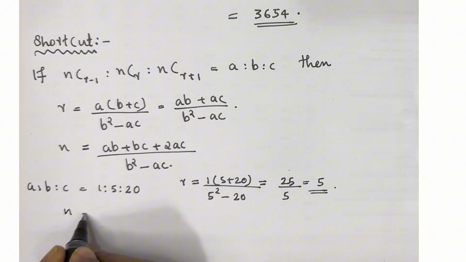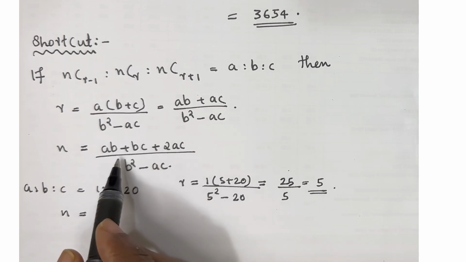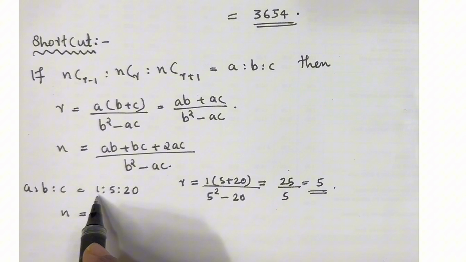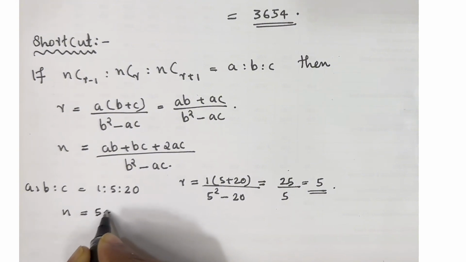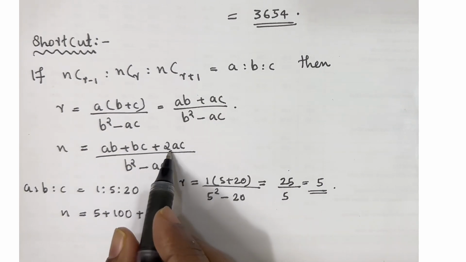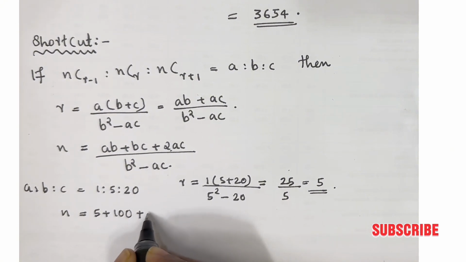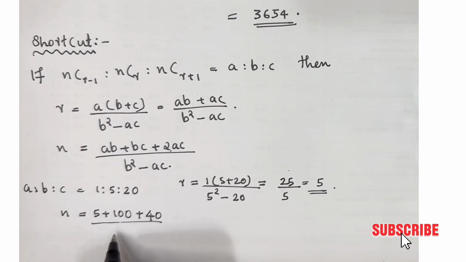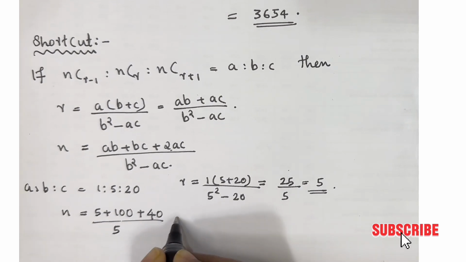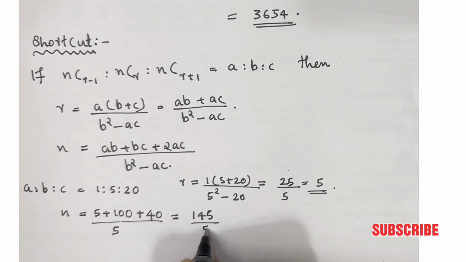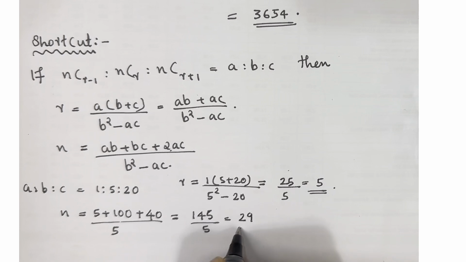Now calculate the value of n. N is equal to, just substitute the value of A, B and C here and simplify it. That is A, first term is A into B. A into B means 1 into 5 is 5. 5 plus B into C means 5 into 20, which is 100. 100 plus 2AC. AC means 1 into 20, 20. 2AC means it is 40. Divided by B square minus AC. B square minus AC we already calculated here. That is 5. So divided by 5. That's equal to, add the terms here. Total will be 145 divided by 5. So 145 by 5 means it is 29.